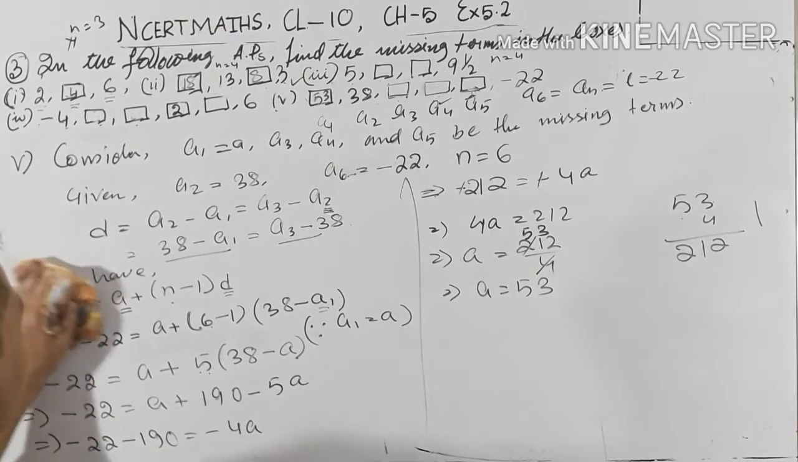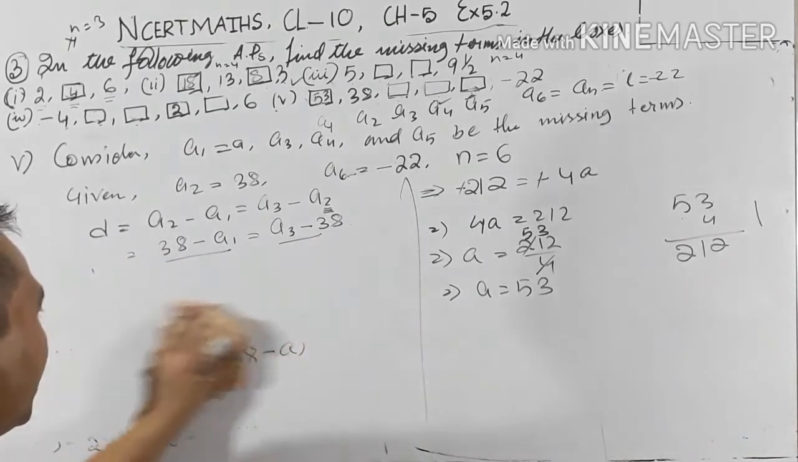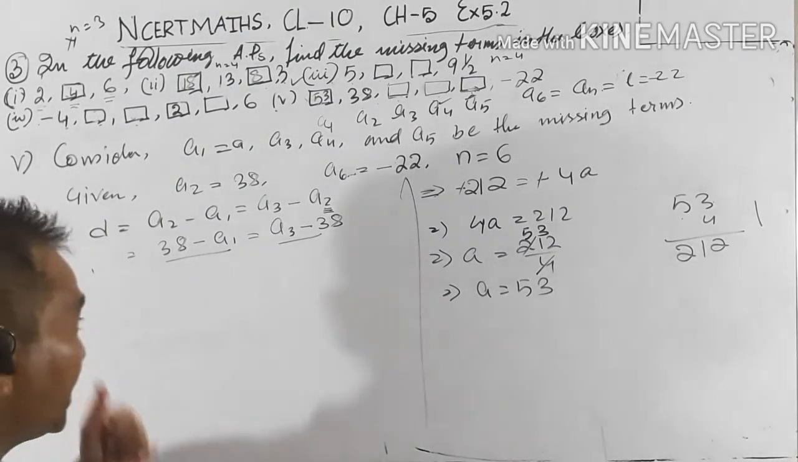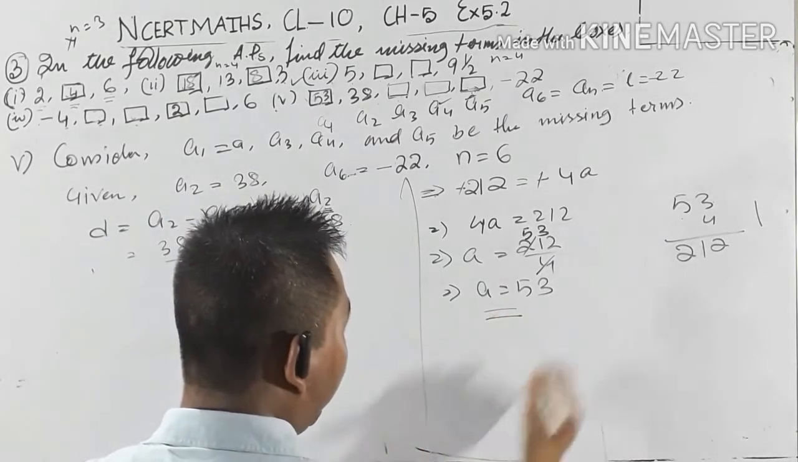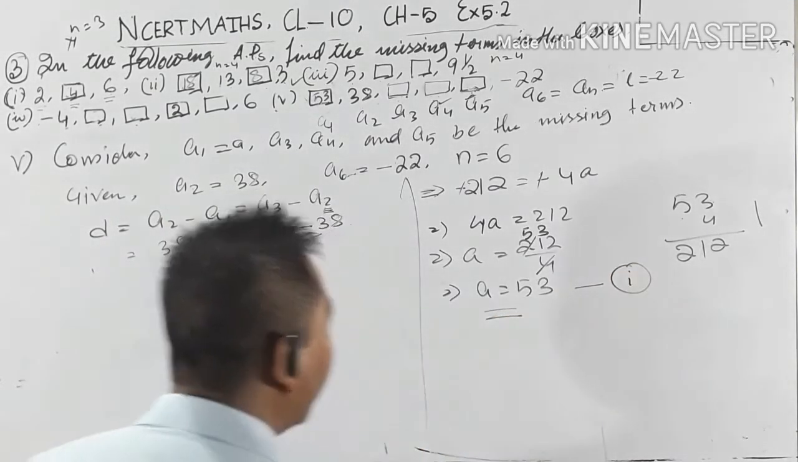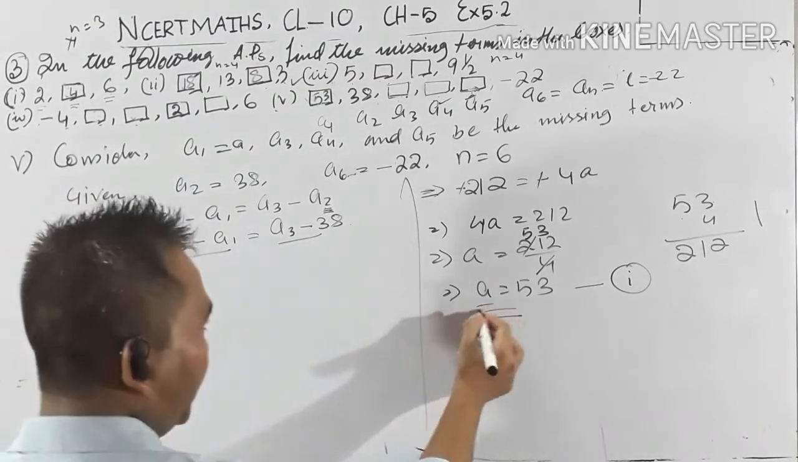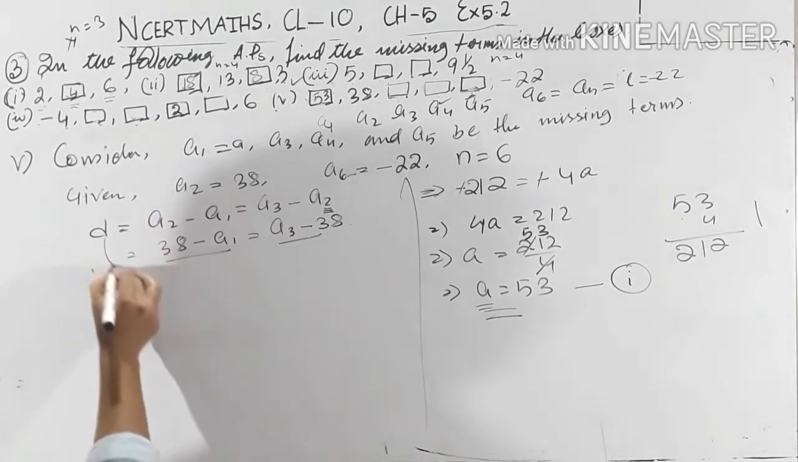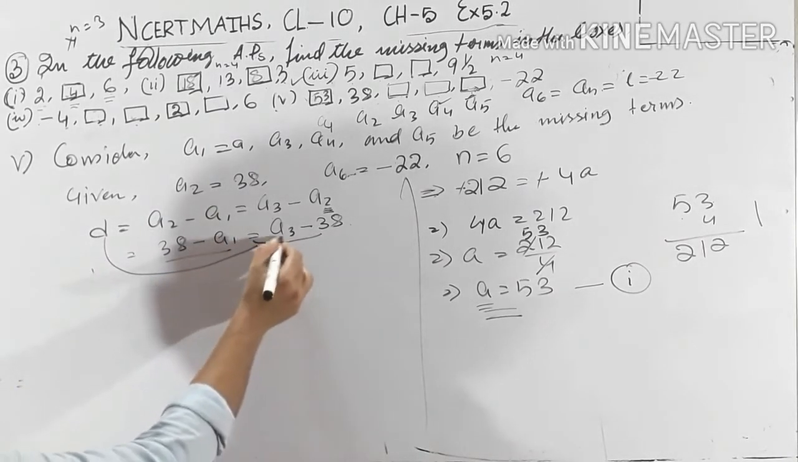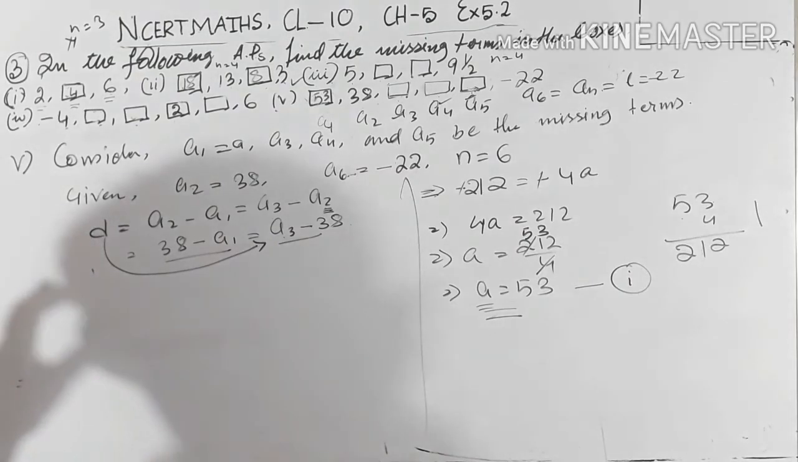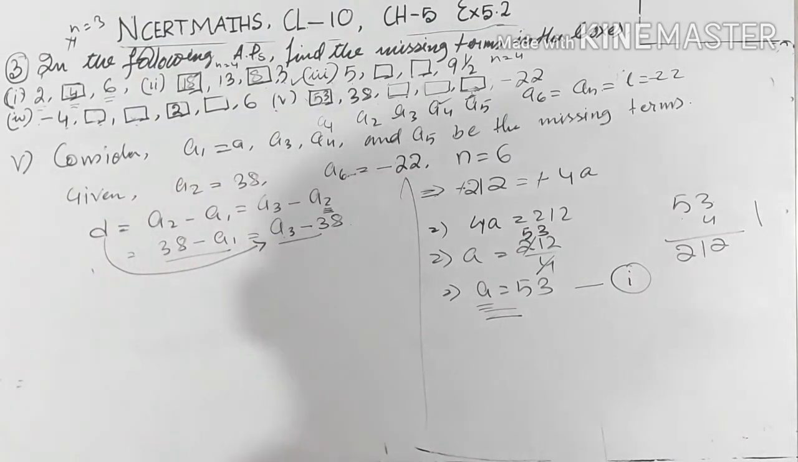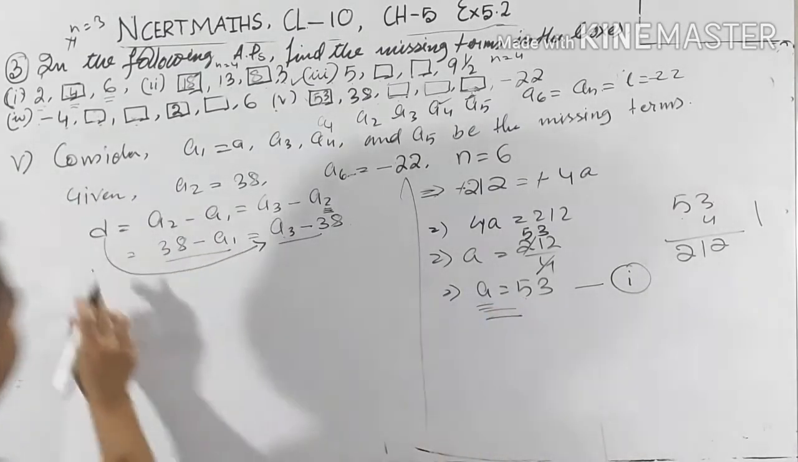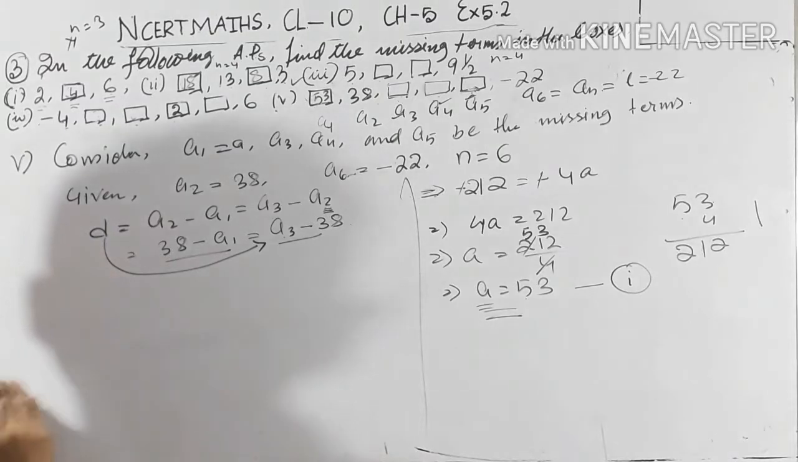Okay. Now come to the second condition. Since we have got the first term, you can mark this as equation number 1. So with the help of this equation number 1, in this relation, here d equals a3 minus 38, we will substitute a equals 53, then we will get the common difference.